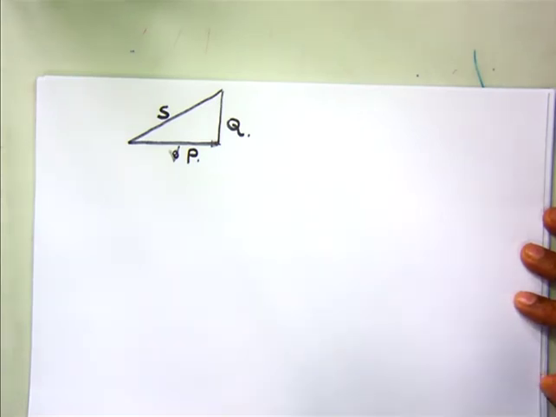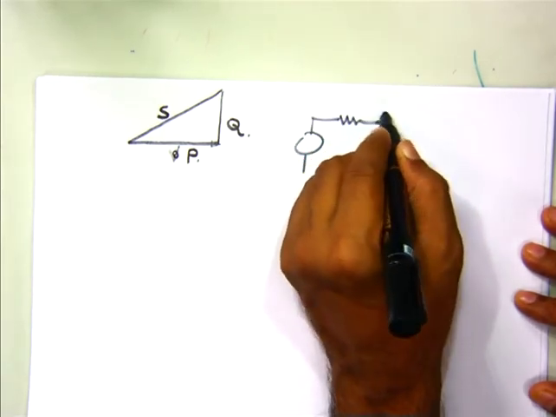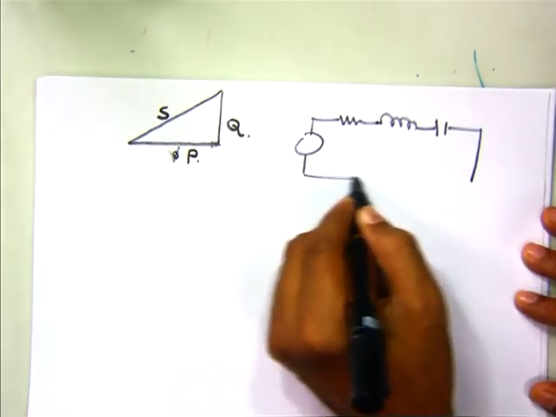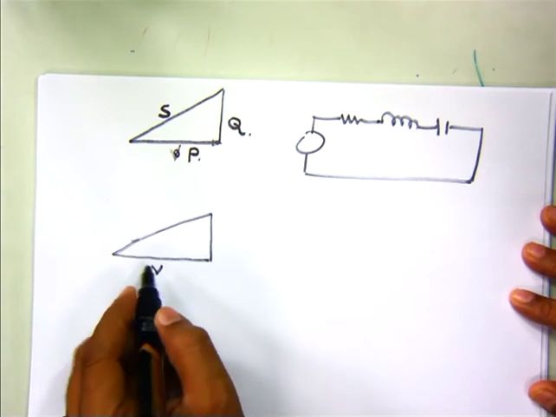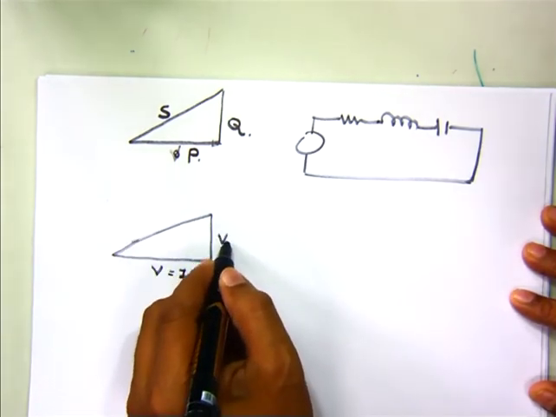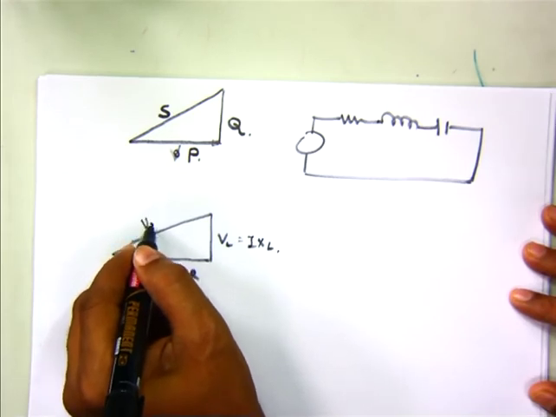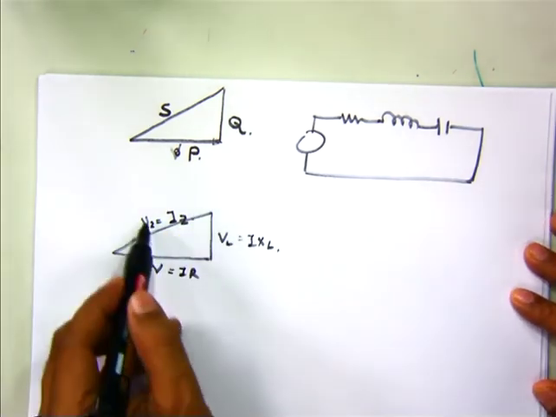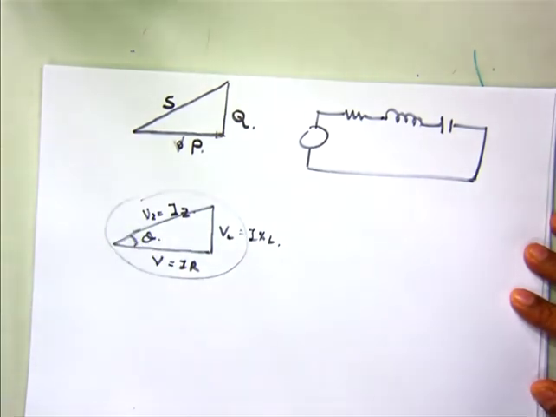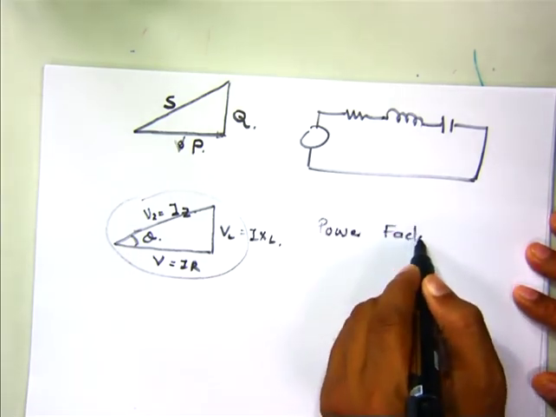Now, if you want to measure the power factor in an RLC circuit, again you can have another triangle, that is VR is equal to IR, this is VL, that is equal to I into XL, and this is equal to VZ, or that is equal to I into Z. Now from this and trigonometrical ratios you can find out the angle also, and this angle is known as the power factor angle.